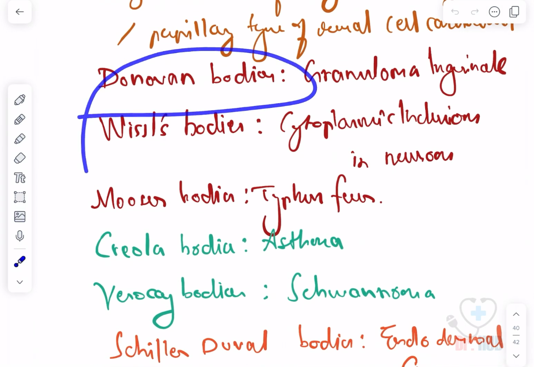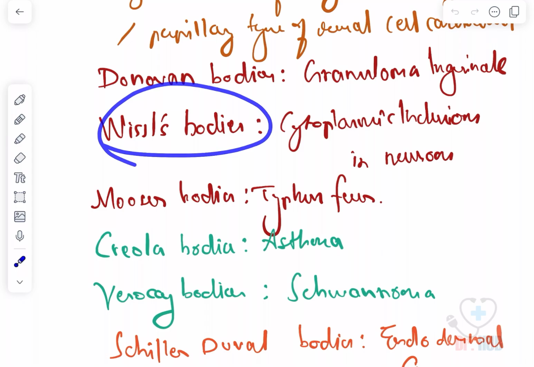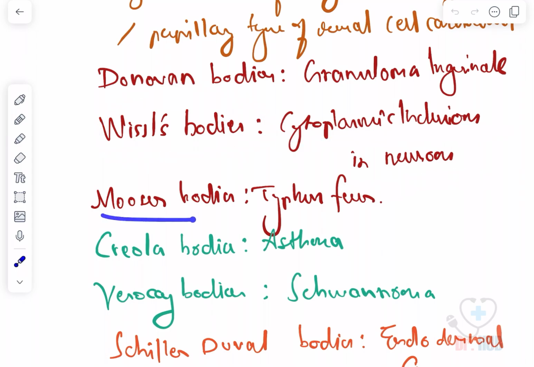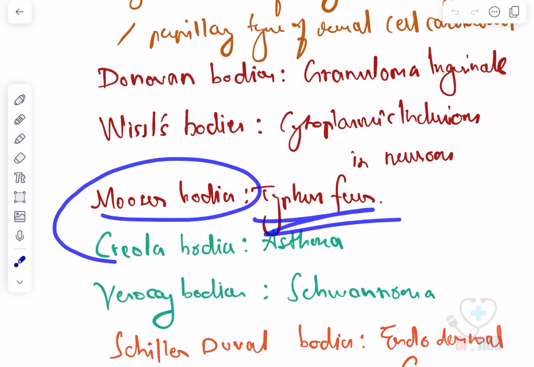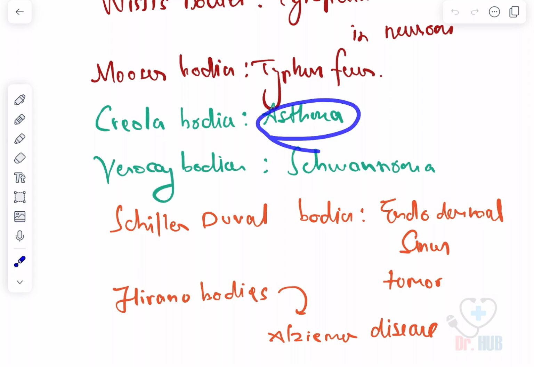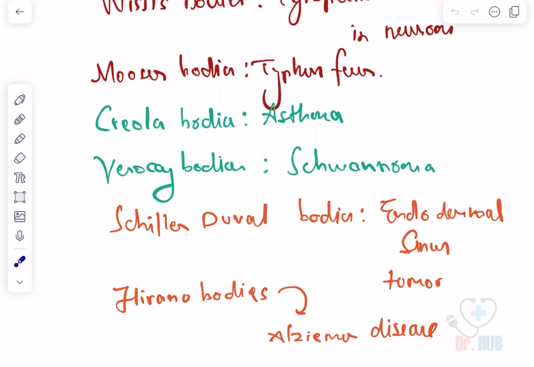Next, the Donovan bodies are seen in case of granuloma inguinale. The Nissl bodies are seen as cytoplasmic inclusions of the neurons. The Musa bodies are seen in typhus fever. The Creola bodies are seen in case of asthma. Verocay bodies are seen in case of schwannoma. Then the Schiller-Duval bodies are in the endodermal sinus tumors.